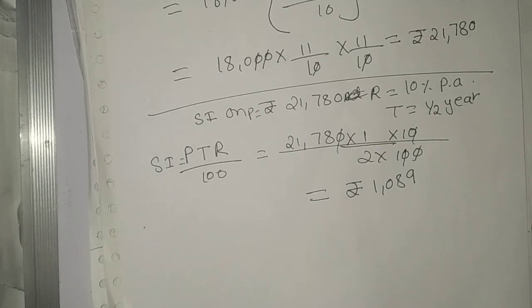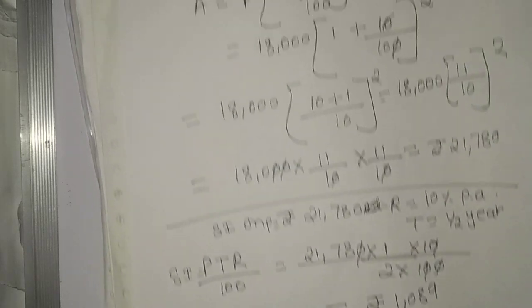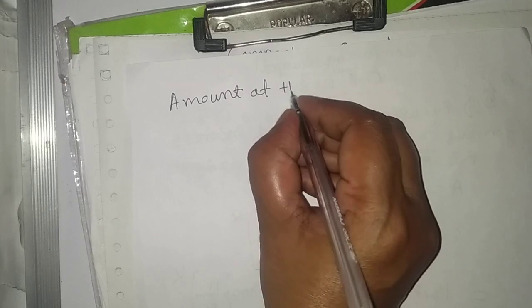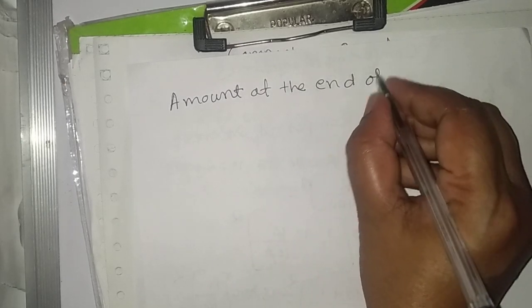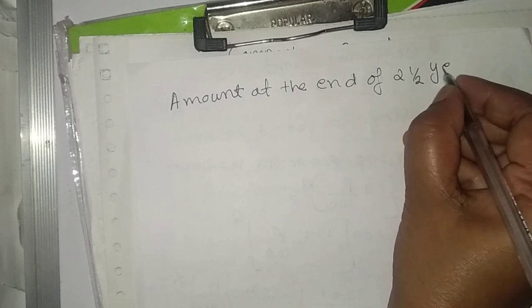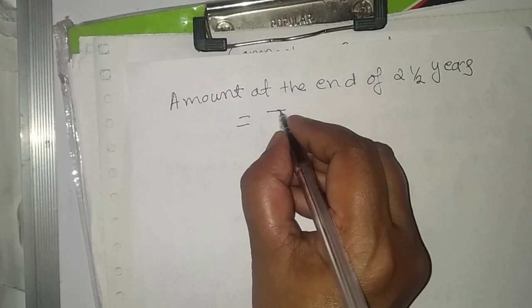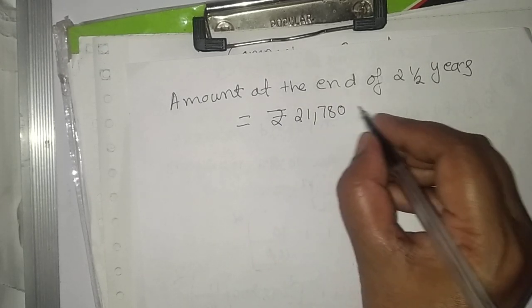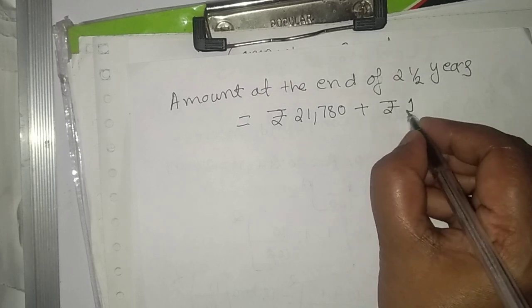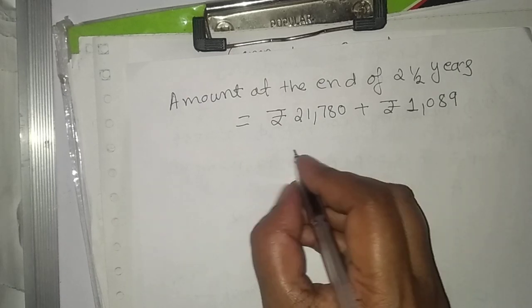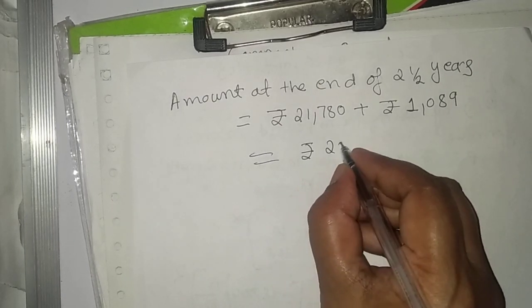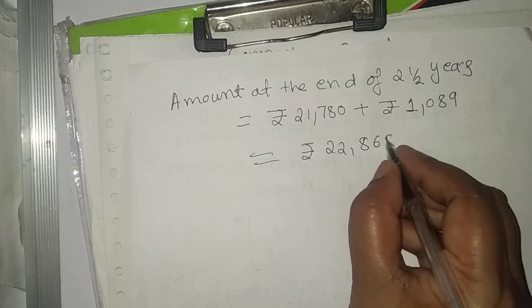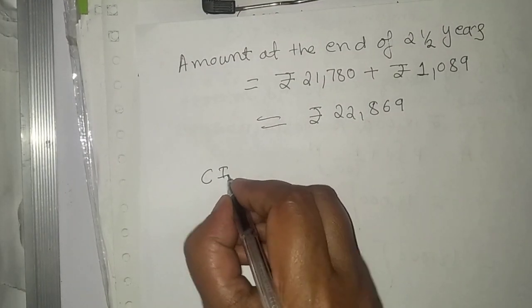Finally, add both. The amount at the end of 2.5 years is equal to rupees 21,780 plus rupees 1,089. Adding both, we get rupees 22,869. After this we'll calculate compound interest.